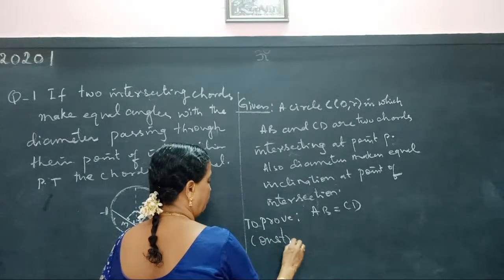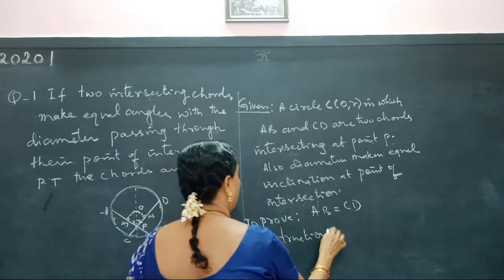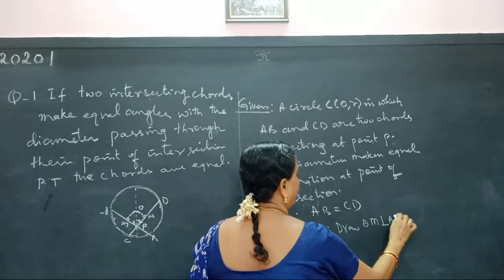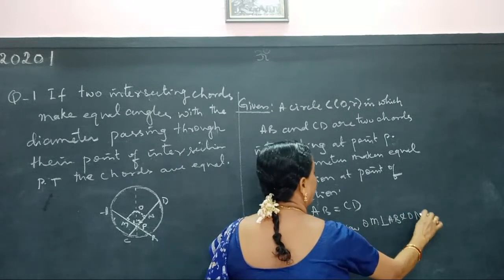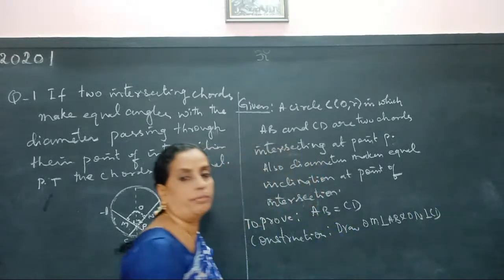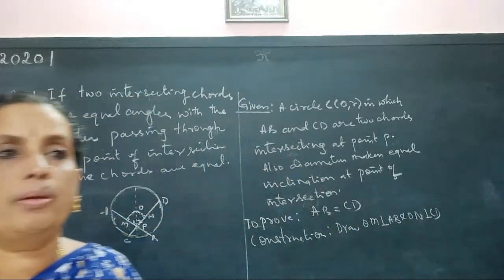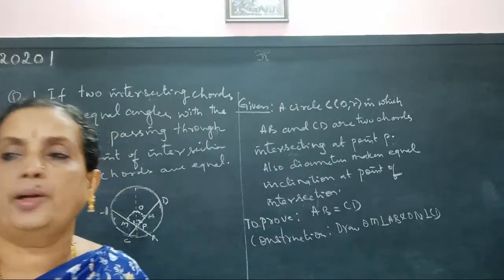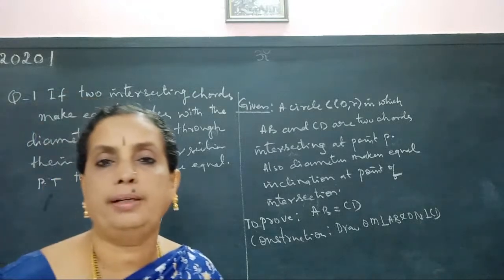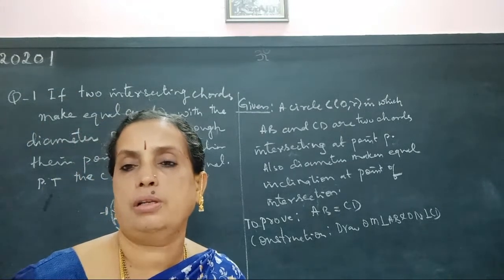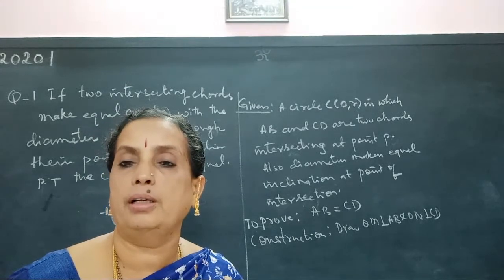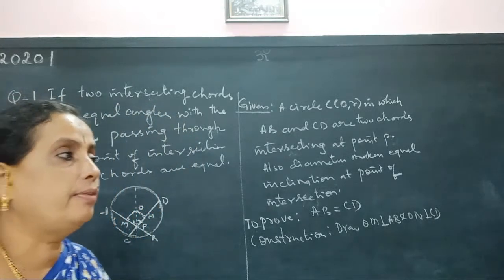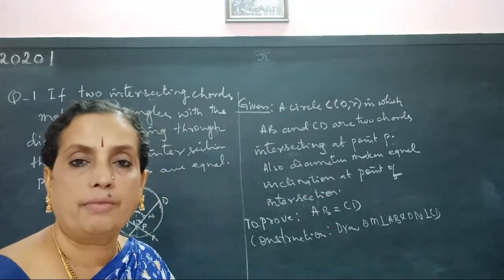Construction: draw OM perpendicular to AB and ON perpendicular to CD. These are the two perpendiculars from the center. Perpendiculars from the center bisect the chord. If the perpendiculars are equal, the chords are equal. Like that, there is an interrelation between the chords, the perpendiculars, the angle, the inclination, everything. So we have to go back to the statement every time so that there won't be any further confusion.